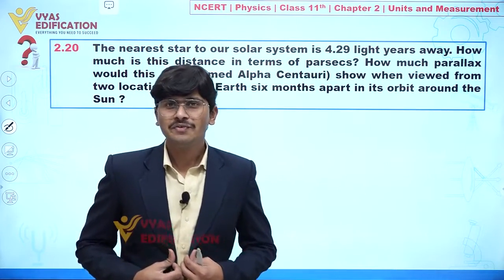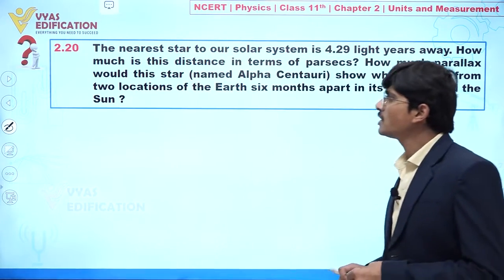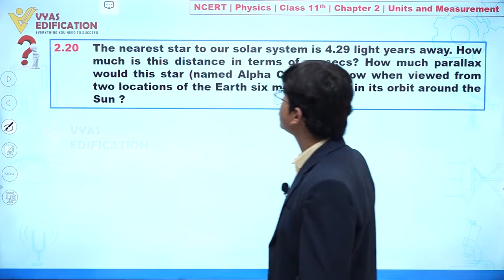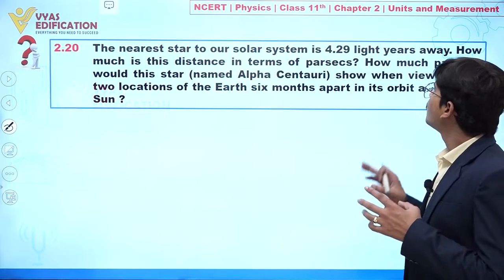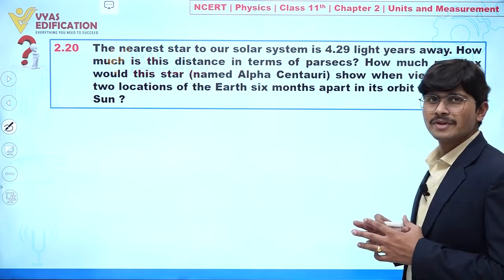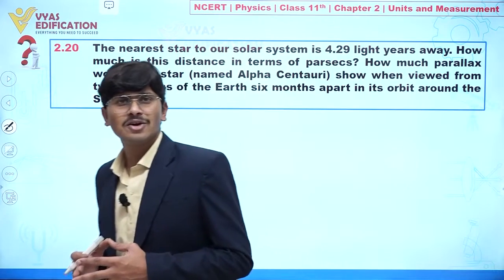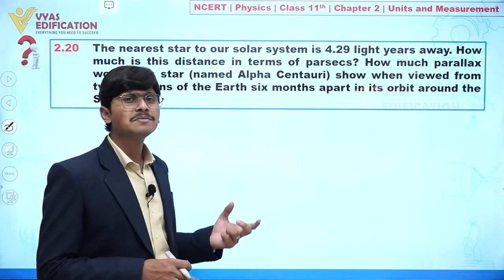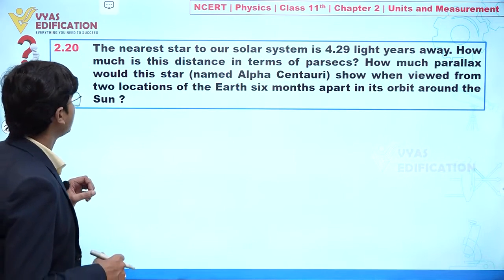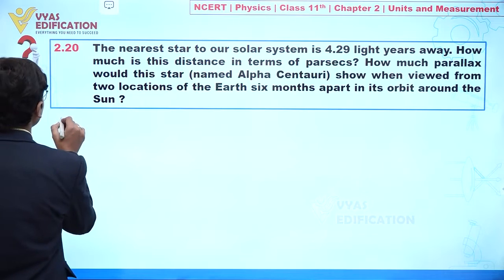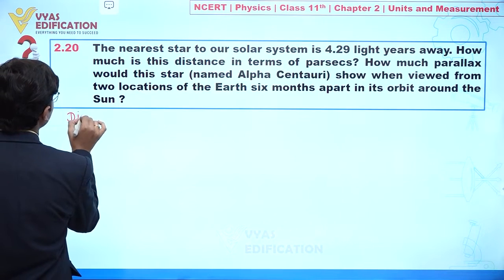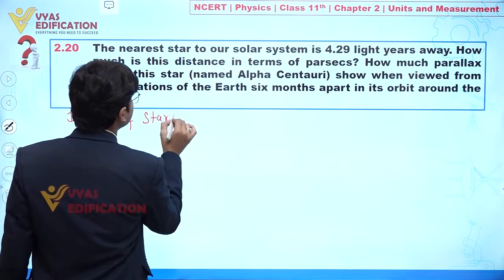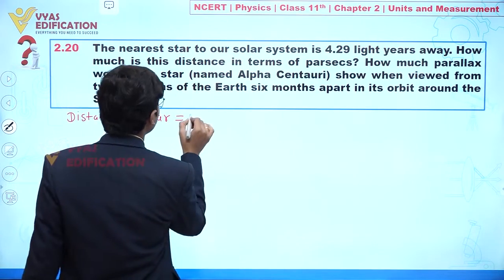Now dear student, we are going to discuss question number 2.20, in which it is given that the nearest star to our solar system is 4.29 light years away. So the nearest star is located at a distance of 4.29 light years. How much is this distance in terms of parsec? Okay, fine. So first, the distance of the star is given to you as 4.29 light years.